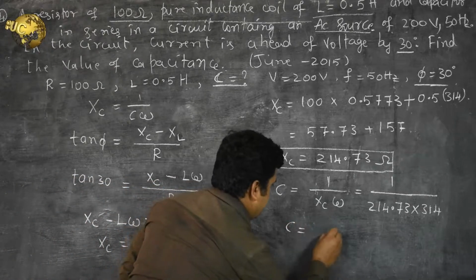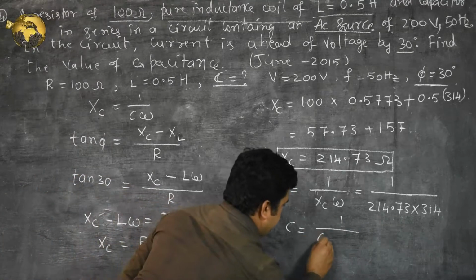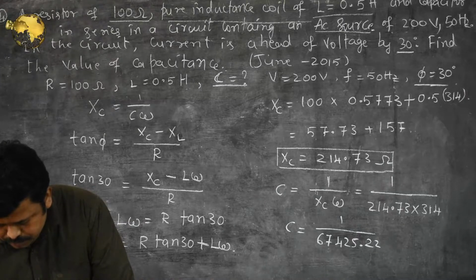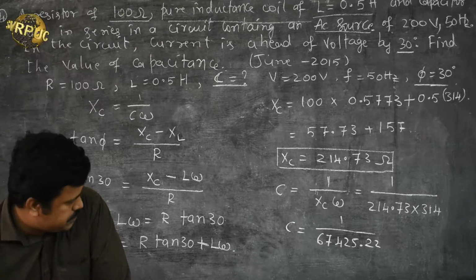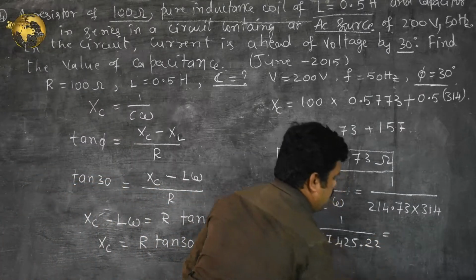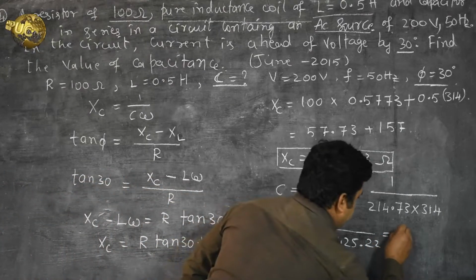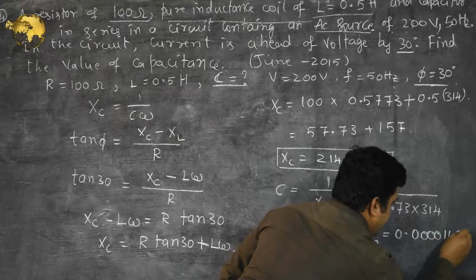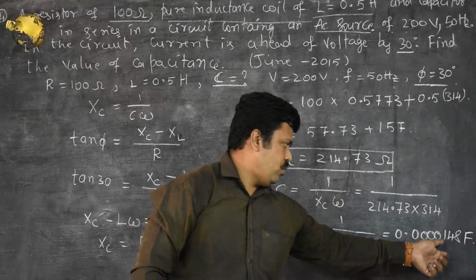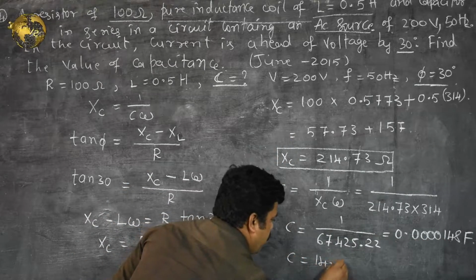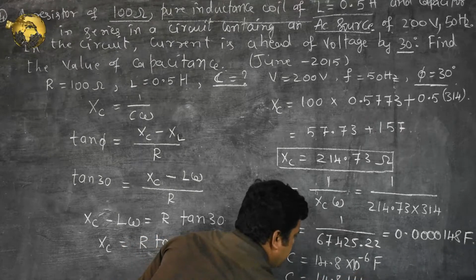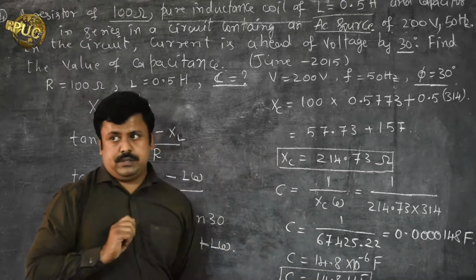So C is coming out to be 1 over 67,425.22. Okay. 1 divided by 67,425.22 is going to be 0.0000148 farad. So I can write it by shifting 6 digits: 1, 2, 3, 4, 5, 6. So C is equal to 14.8 into 10 to the power minus 6 farad. Finally, C is equal to 14.8 microfarad, so 10 to the power minus 6. So we get the value.